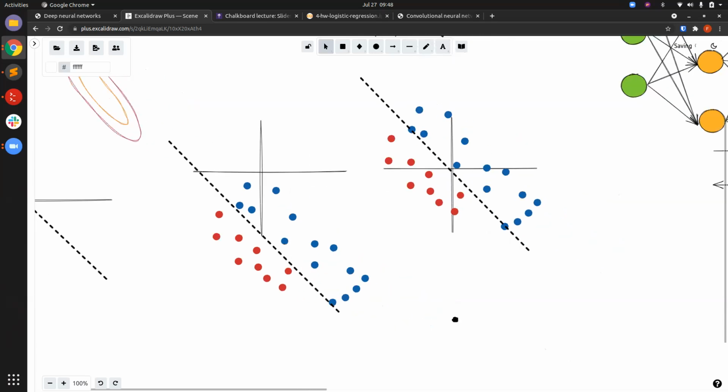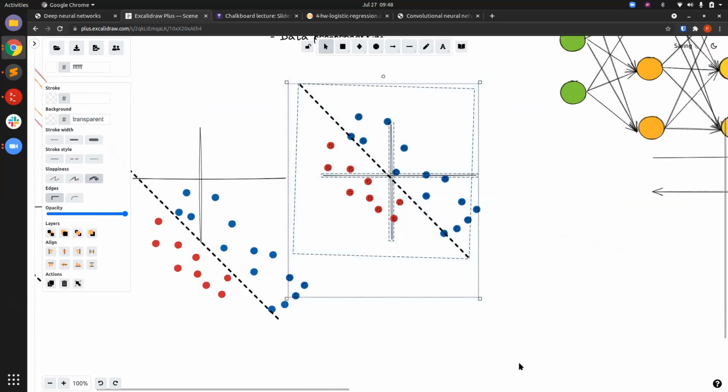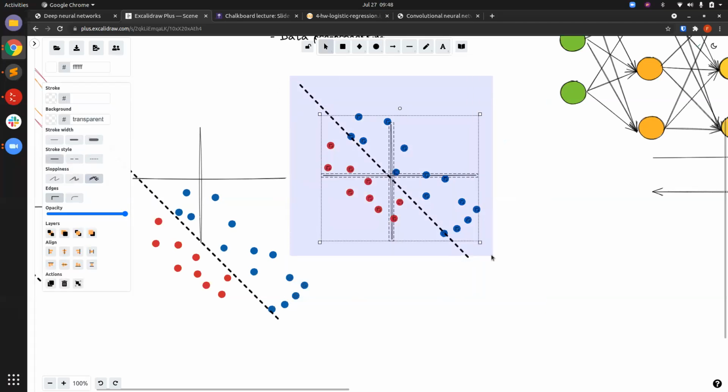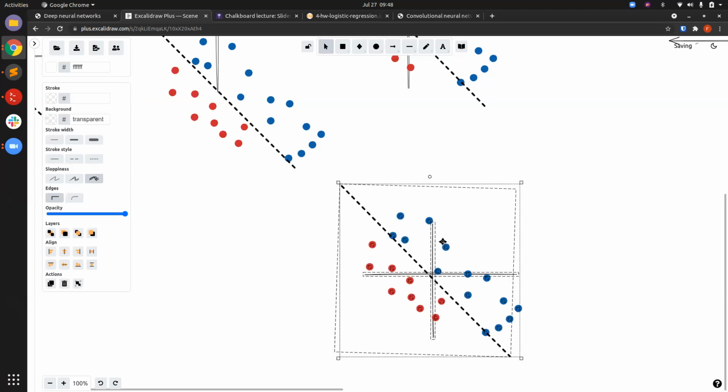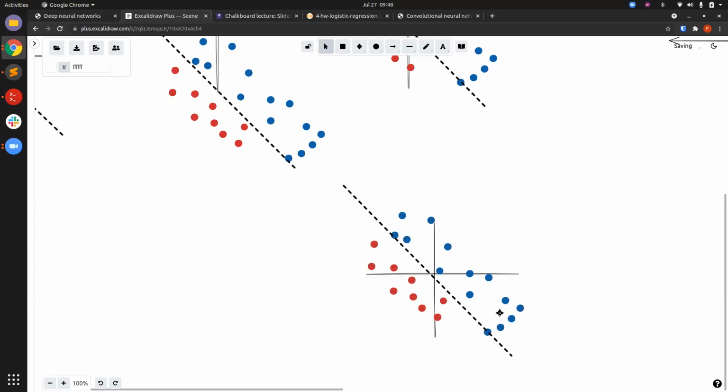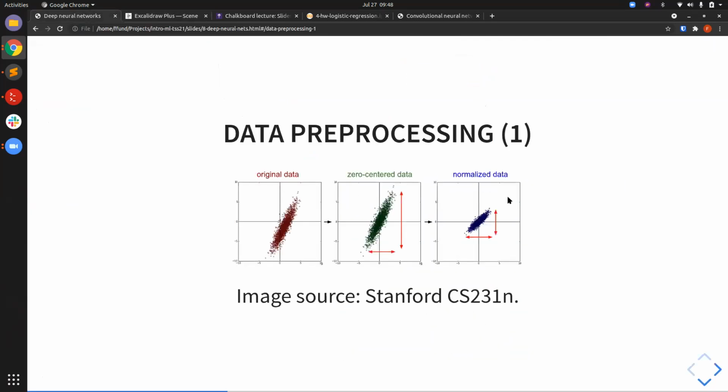Okay, so very often we'll zero center the data, and then we'll also scale to have unit variance. Okay, I can't really draw it, but you can scale the data to have unit variance by scaling by the standard deviation. Now, this is one way to do data processing.